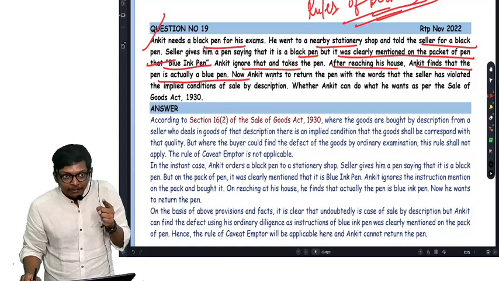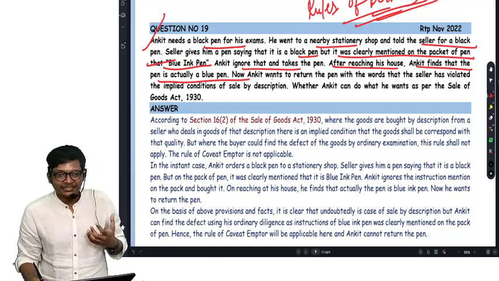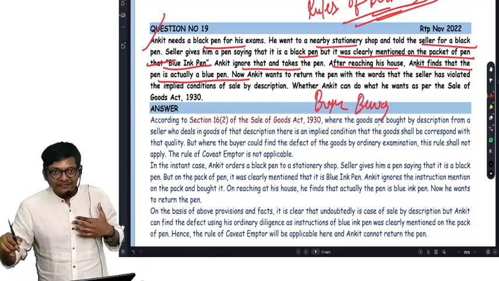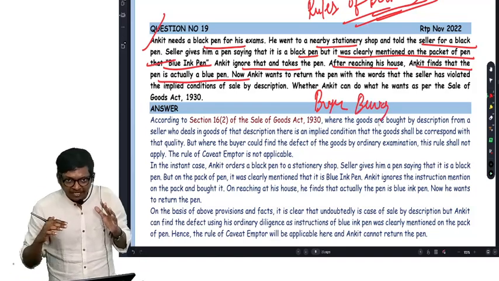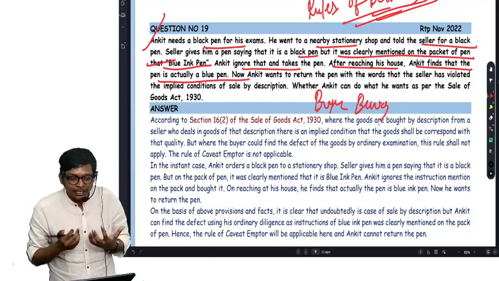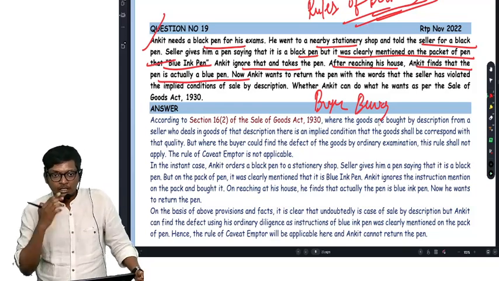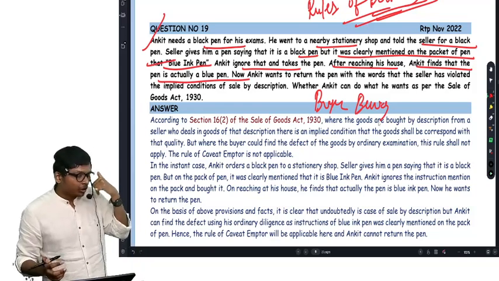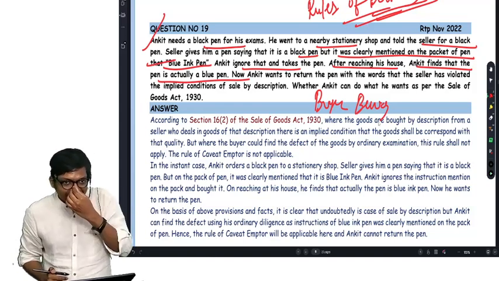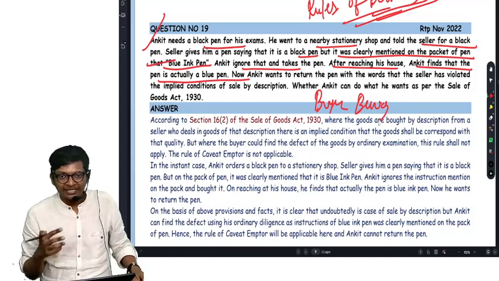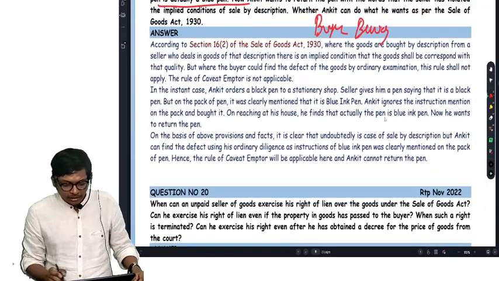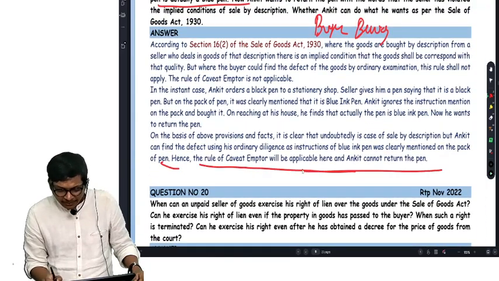You can't apply buyer beware. See, I am in urgency, guys. Apply it logically. Let the buyer beware. Why didn't the buyer look? When will buyer beware come? If I myself go to a stationery shop, search for a black pen, take it, go home and see, oh, it's a blue pen, then buyer beware. But if I am in urgency, on a call, I go there and say, hold on, give me a black pen, take 20 rupees, take the pen and go home. Here, I relied on the description I gave. I want a black pen. I don't have to check again. I have already said it clearly, didn't you hear? Correct? That's what they are saying here. Hence, the rule of caveat emptor will be applicable. Ankit cannot return the pen.